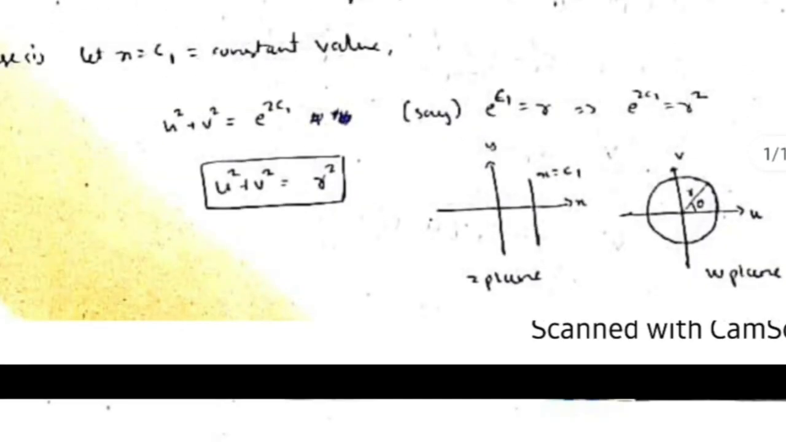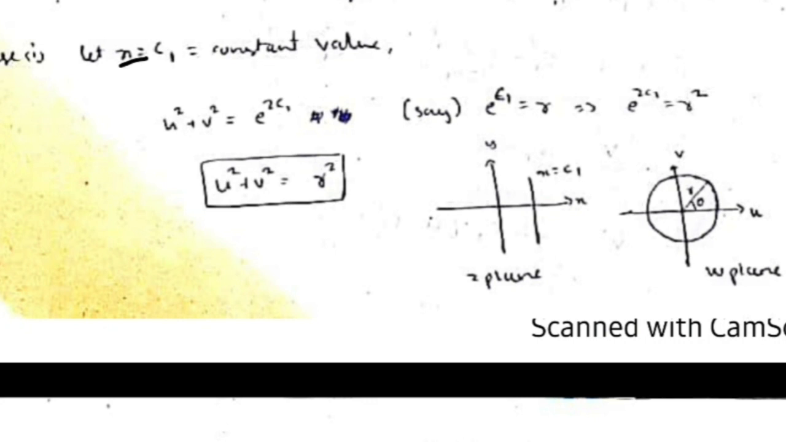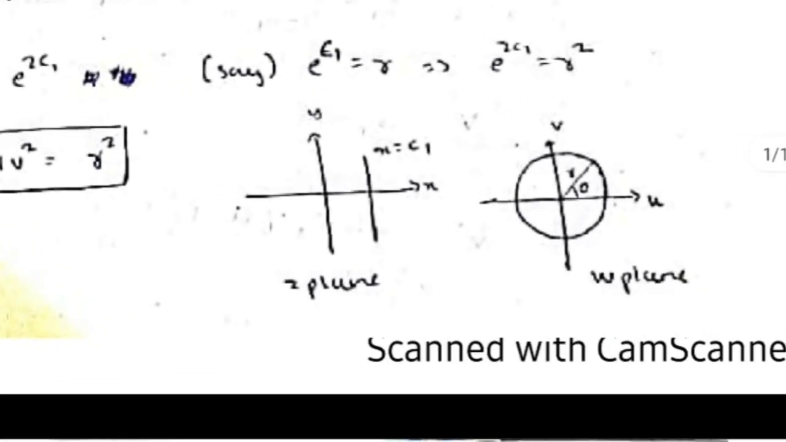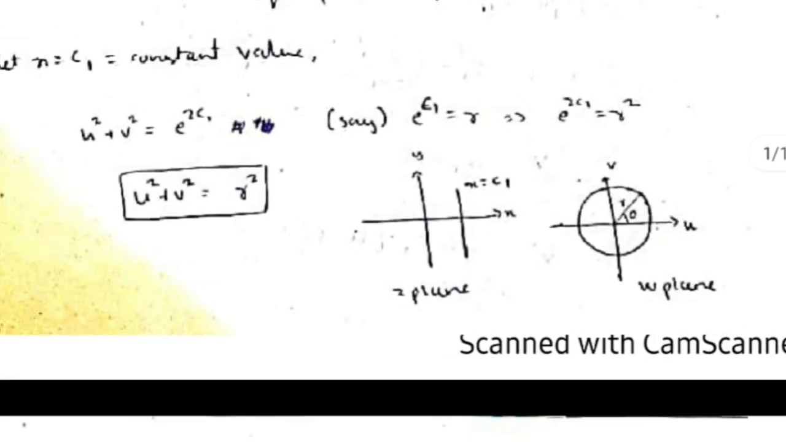In the first case, x is equal to constant. In this equation, if you substitute the value of x as c1, you will get e power 2c1, which is a constant value, and take it as r square. So this equation is nothing but the equation of a circle in the w plane, having the origin at the center and the radius r. That's it for case 1.